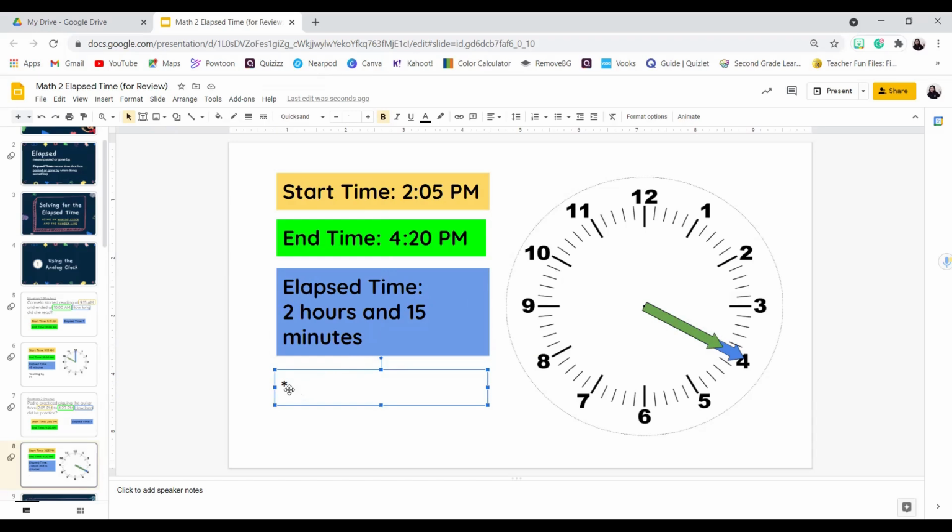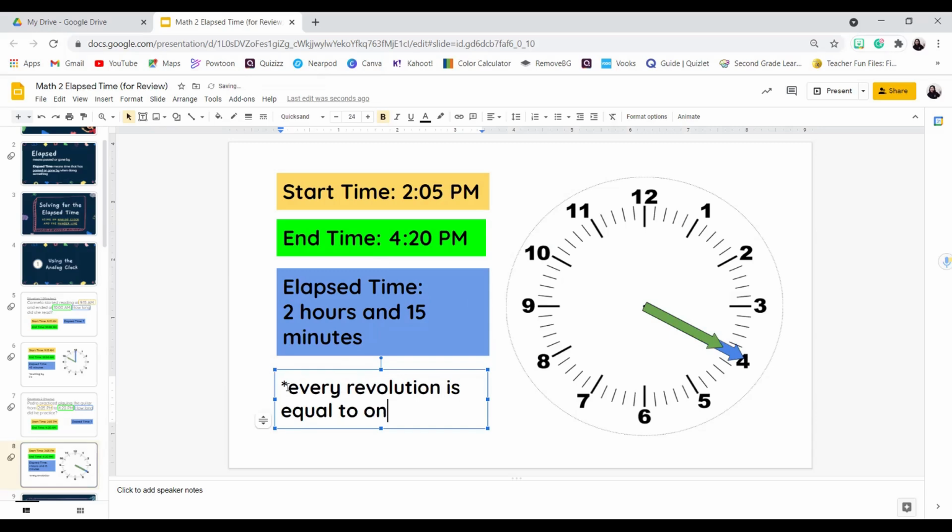So the important thing here to note is every revolution or complete rotation around the clock of the minute hand is equal to 1 hour. Each time the minute hand revolves around the same start time, that means 1 hour has passed. You can just count it until you reach the correct end time. See? That's how we use the analog clock to count or solve for the elapsed time in minutes and in hours.